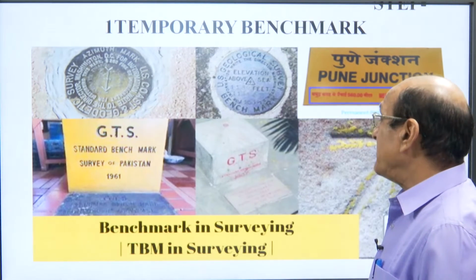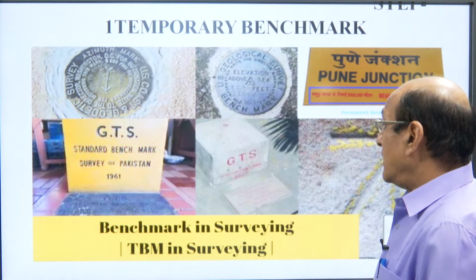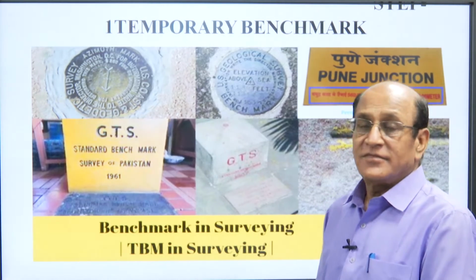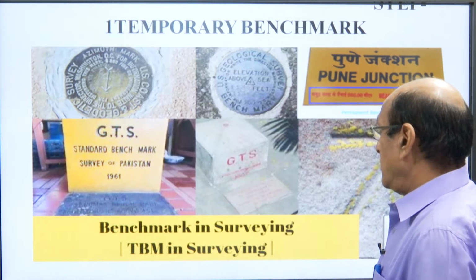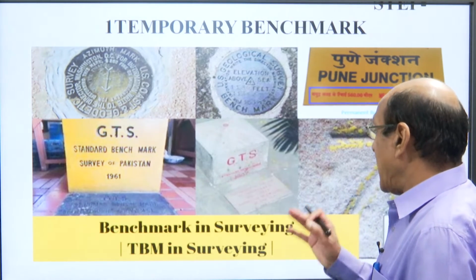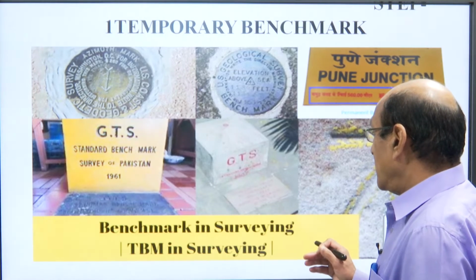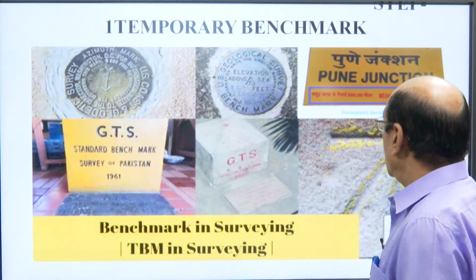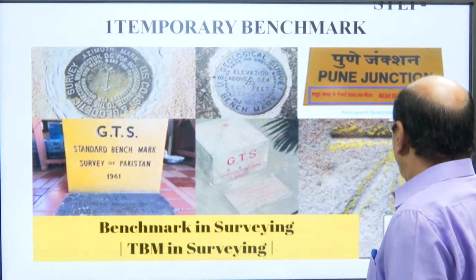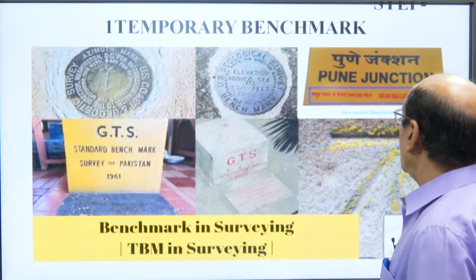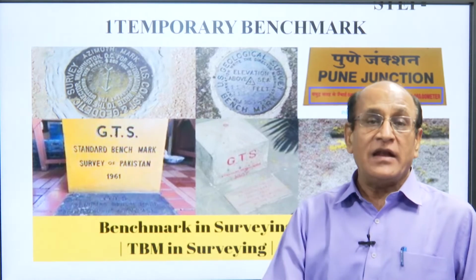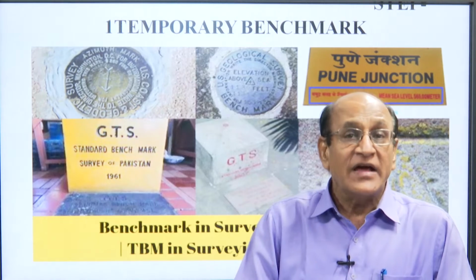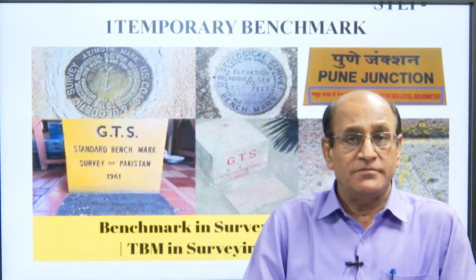Now, it is located in Mumbai. Before independence, the GTS was located in Karachi, but now Mumbai has the mean sea level, and see here is a GTS level. The level from the GTS is also marked on every railway station of India.